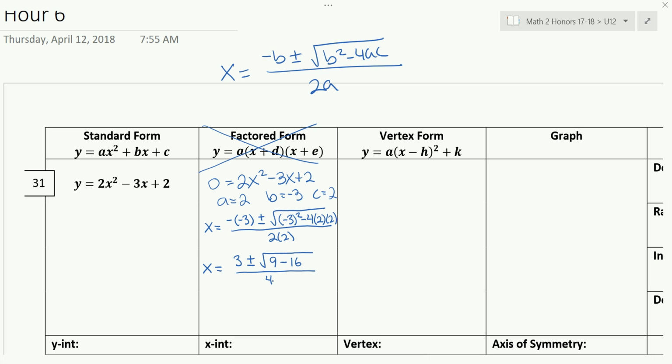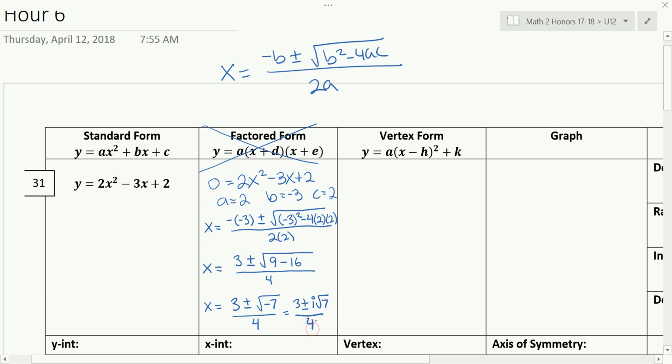Can I take the square root of 9 and the square root of 16? No. You have to subtract before you try to take the square root. And 9 minus 16 is negative 7. And there is our answer, kind of, because we notice there's a negative underneath the square root, which should trigger what? Imaginary number, the i. And so never leave the square root negative. We're going to change that to 3 plus or minus i square root 7, over 4.